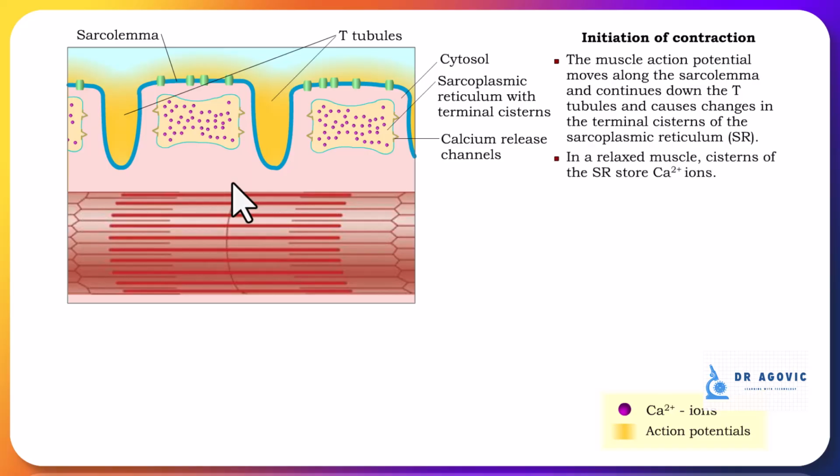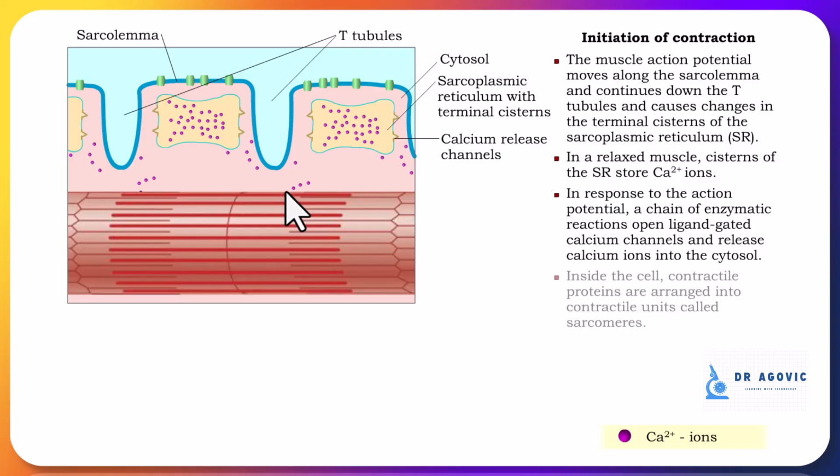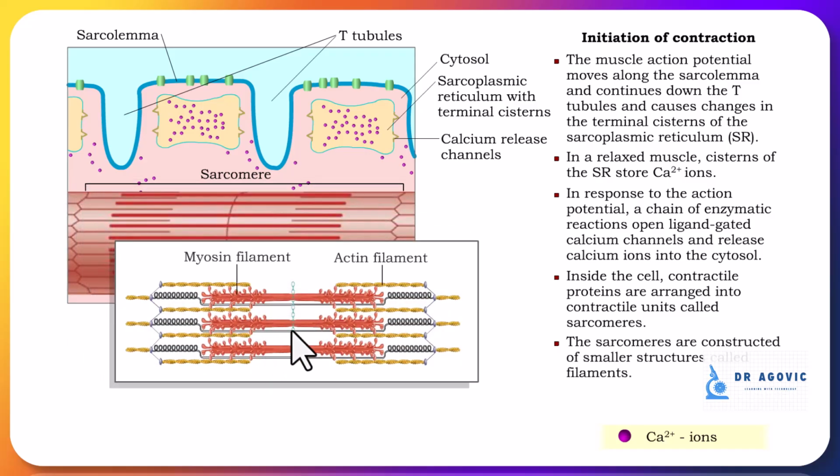The cisterns of the sarcoplasmic reticulum store calcium ions. The action potential triggers a chain of enzymatic reactions that eventually open ligand-gated calcium channels and release calcium ions from the terminal cisterns of the sarcoplasmic reticulum into the cytosol. In a skeletal muscle cell, the contractile proteins are arranged in a contractile structure called a sarcomere.